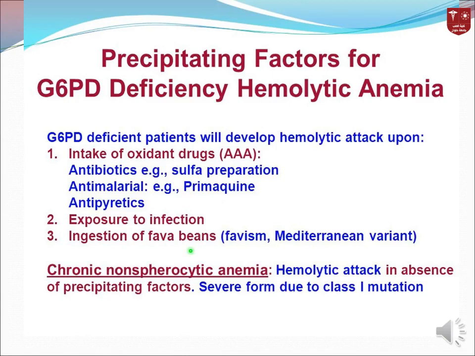Okay. This is another type of anemia, chronic non-spherocytic anemia, a hemolytic attack in absence of a precipitating factor, a severe form due to class 1 mutation. Sometimes the hemolytic anemia can be produced in absence of a precipitating factor due to a severe form of G6PD. In some types of G6PD, the hemolytic attack can take place without any precipitating factor, and this is considered a severe form.